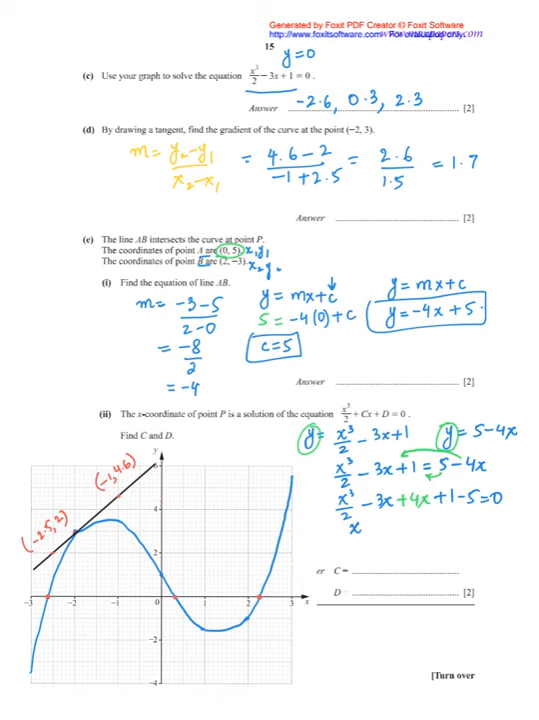So you can simplify it. So x cubed upon 2, minus 3x plus 4x is positive x, and 1 minus 5 is minus 4, equals 0. If you compare it with your given form, x cubed upon 2 plus cx plus d equals 0, then by comparing, we can see that the value of c is 1 and the value of d is equal to minus 4. That is your answer.